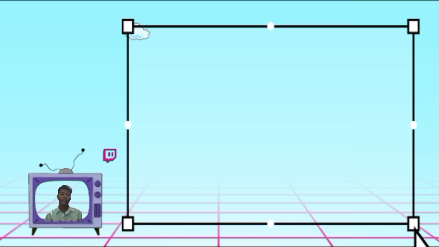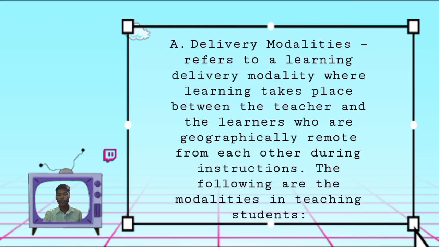Today me and my group will present to you our video presentation on Module 4, Learner-Centered Pedagogy. So let's start off with A, delivery modalities.